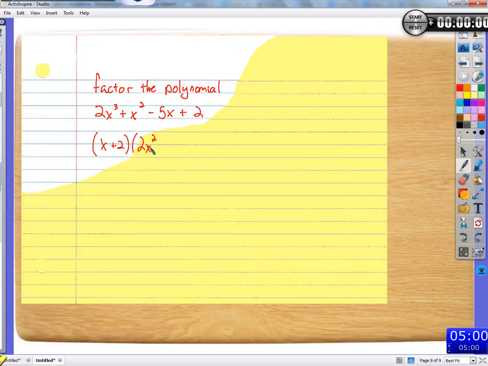When we distribute the x to the 2x squared, we do get 2x cubed, that's locked in. But when you distribute the 2 to 2x squared, you get 4x squared. What we're getting right now is 4x squared, but we want to get x squared. We're off. We have too many x squareds. How much too much do we have? 2x squared too many? I think we have a little bit more than that. It's like 3. We have 3x squared too many. If we wanted to get x squared, we would need to have 3x squared less than what we have. Does that make sense?